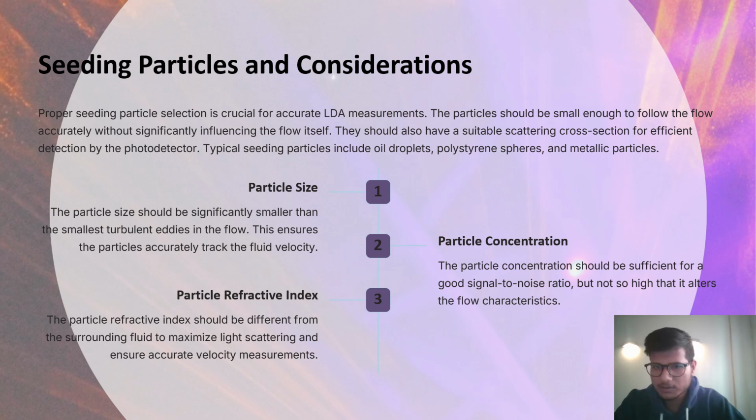And particle concentration. The particle concentration should be sufficient for a good signal to noise ratio, but not so high that it can alter the flow characteristics. And particle refractive index. The particle refractive index should be different from the surrounding fluid to maximize light scattering and ensure accurate velocity measurement.